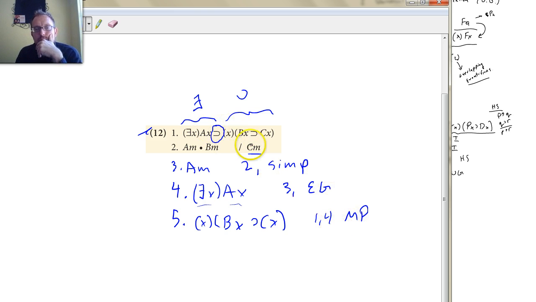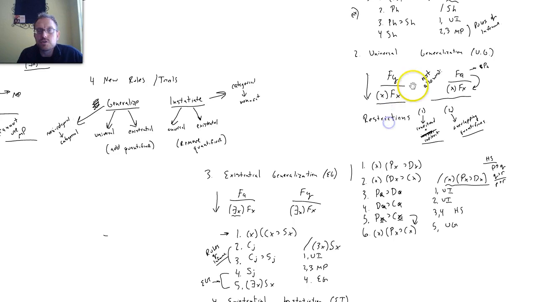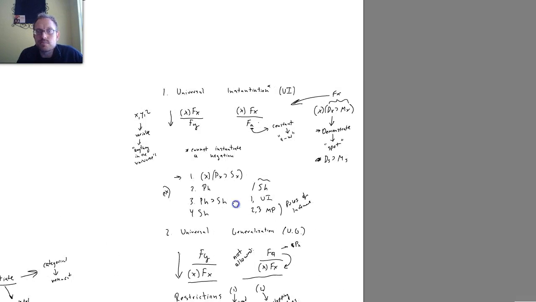Now remember, my goal is Cm, right? So what I need to do here is a universal generalization. I'm sorry, universal instantiation here. So line 6 here is going to be B, and here I'm going to use a constant. I'm going to use M. Remember, for the universal instantiation, let's find this.